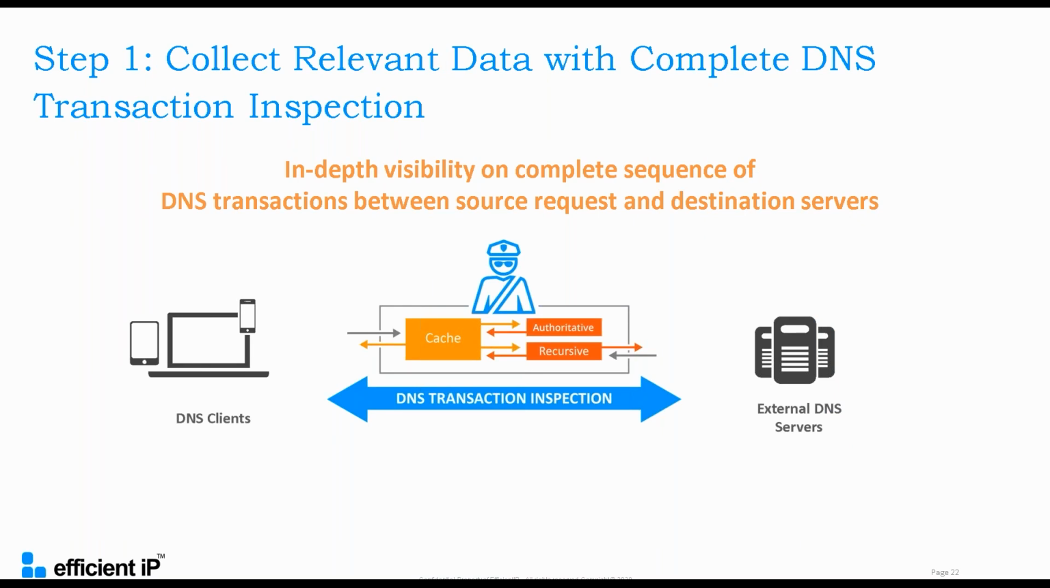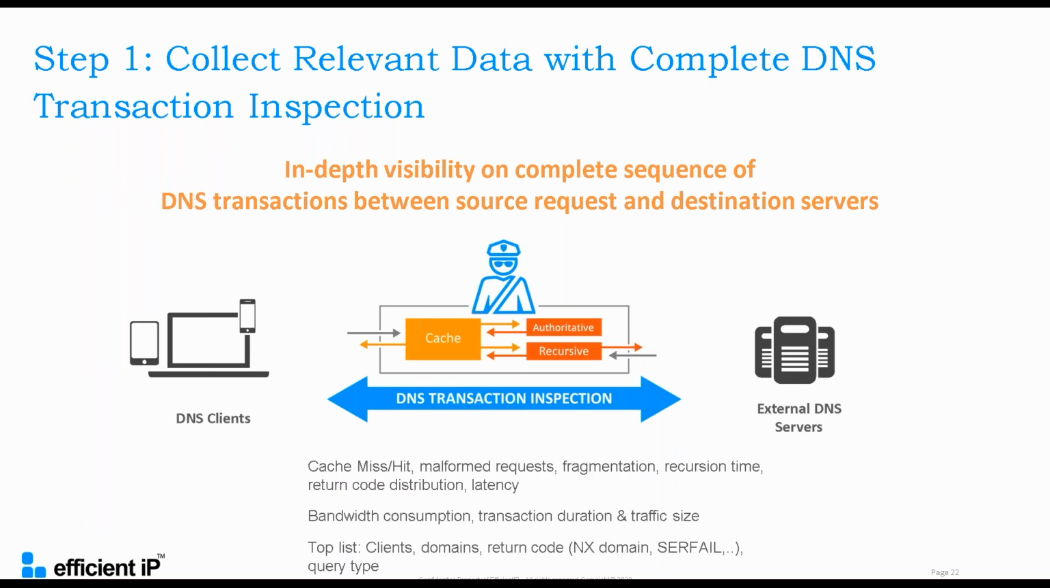So step 1 for EfficientIP, collecting relevant data with complete DNS transaction inspection. This is unique to EfficientIP. And it gives us the ability to understand what's going on in DNS from end to end. We don't just want to see the queries going through, we want in-depth visibility, back and forward, because we want to be able to detect whether or not we have abuse or misuse going on. So if we want to be looking for malformed requests or recursion time abusers or bandwidth consumption, soaking or exfiltration or tunneling, we can see that because we're looking end to end.